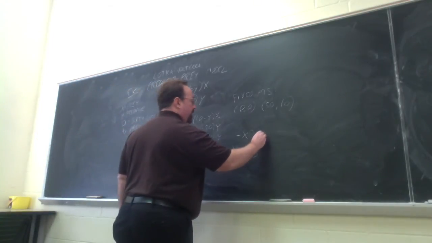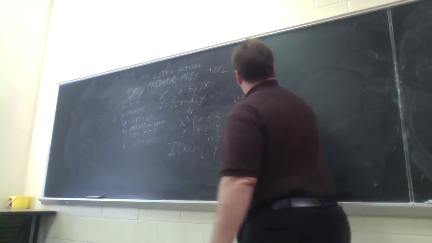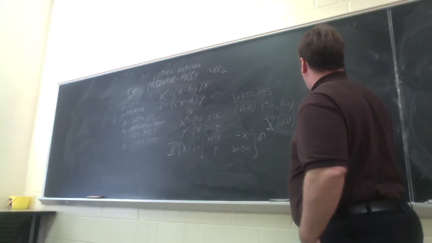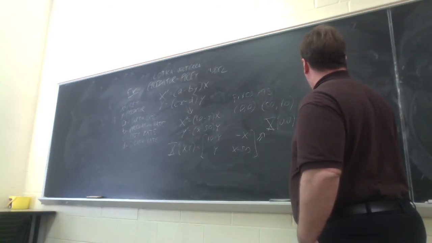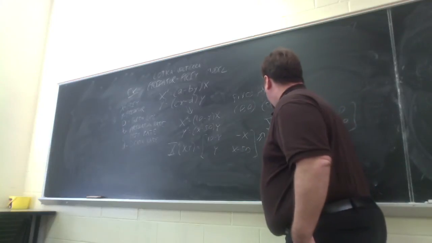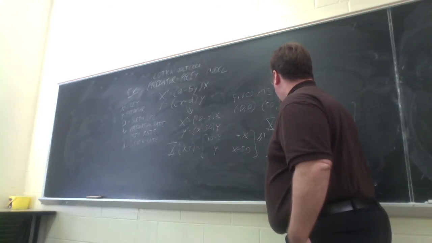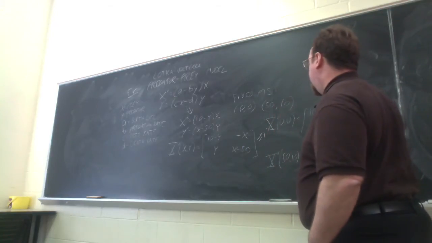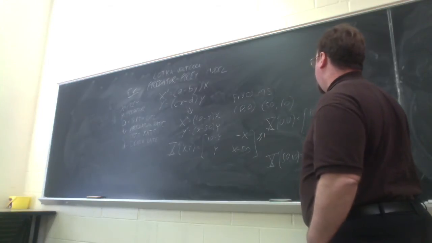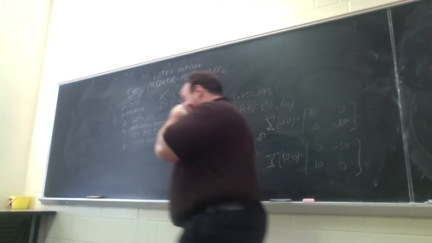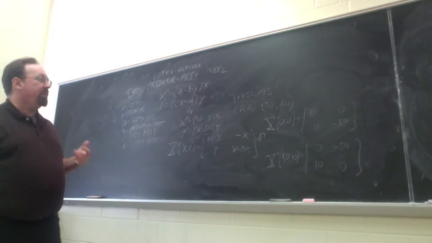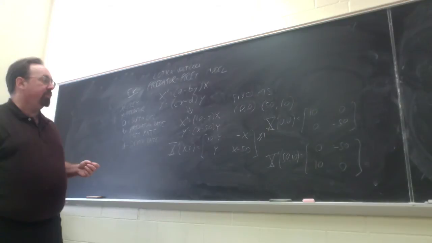Okay, so now what we'll do is plug in both of these fixed points. So we'll plug in 0, 0, and we get 10, 0, 0, minus 50. And at 50 and 10, we get 0, minus 50, 10, 0. Okay. So now in each case, we need the eigenvalues.